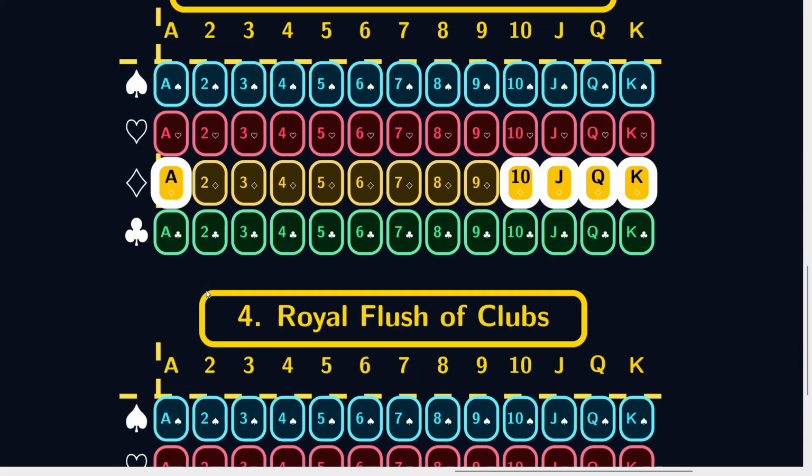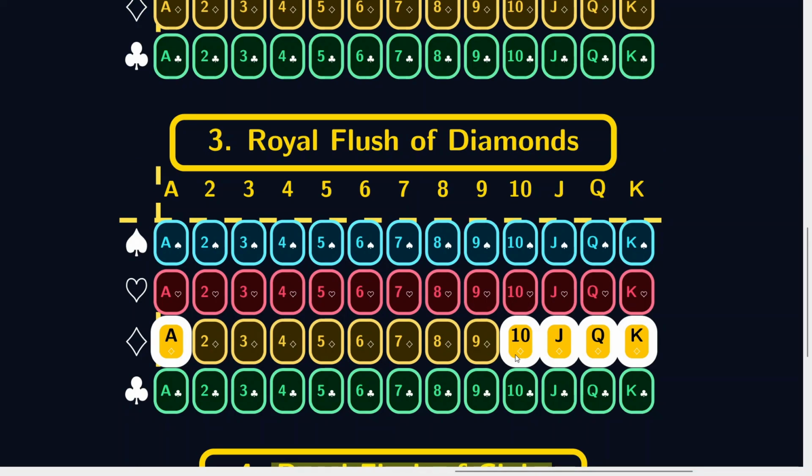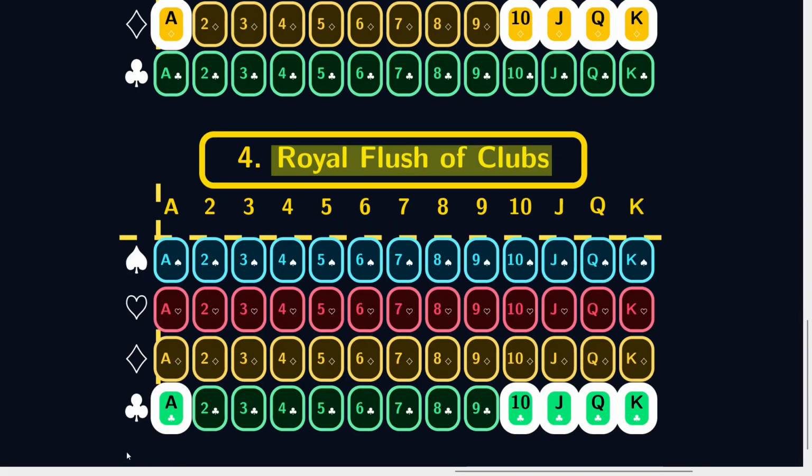The third is the royal flush of diamonds. All 5 dots sit in the diamonds row, the third row. Ace of diamonds, 10 of diamonds, jack of diamonds, queen of diamonds, king of diamonds. The fourth is the royal flush of clubs. All 5 dots sit in the clubs row, the bottom row of the grid. Ace of clubs, 10 of clubs, jack of clubs, queen of clubs, king of clubs. 4 hands. 1 per suit.